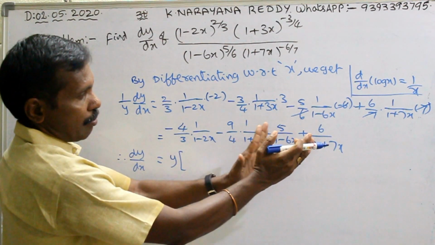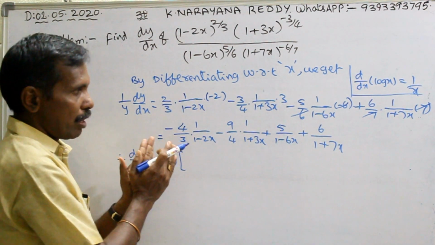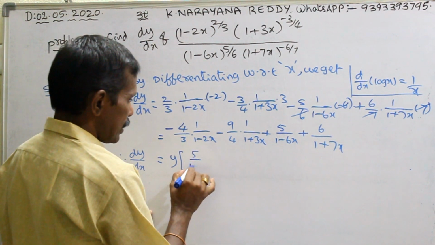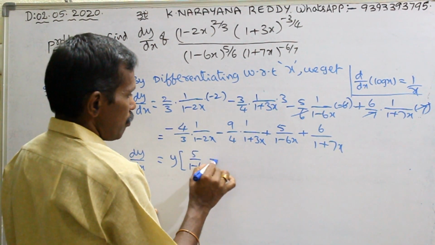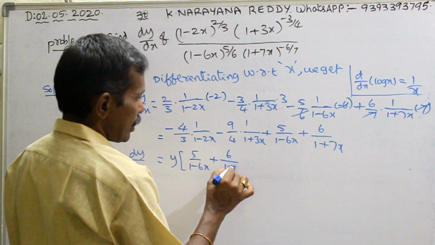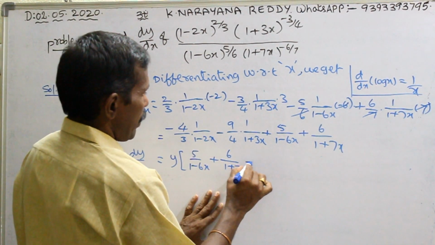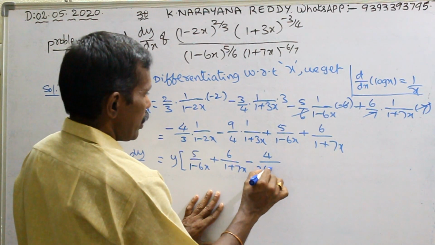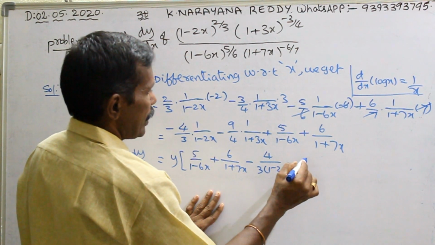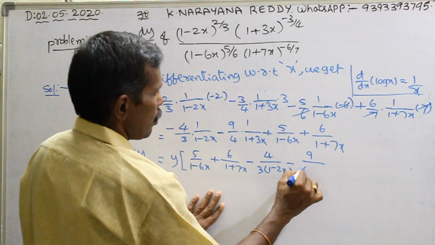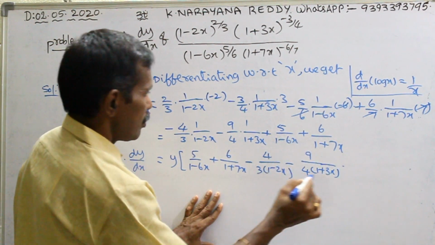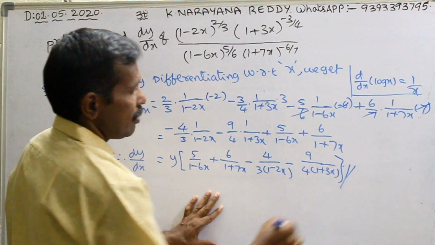First you can write positive values, after that you can write negative values. Take this 5 by 1 minus 6x plus 6 by 1 plus 7x minus 4 by 3 into 1 minus 2x minus 9 by 4 into 1 plus 3x. That's all. This is the required answer.